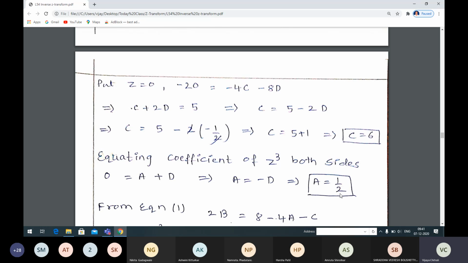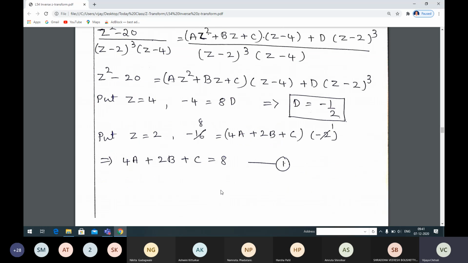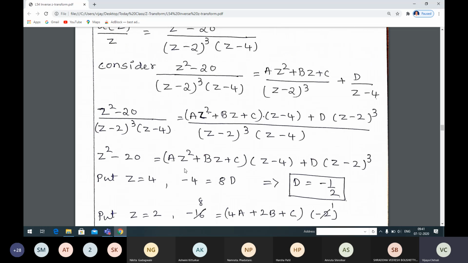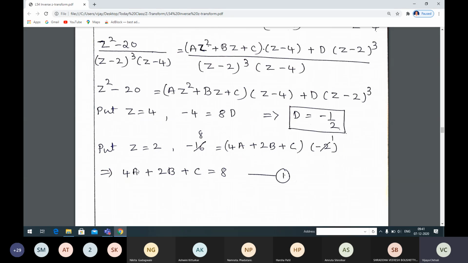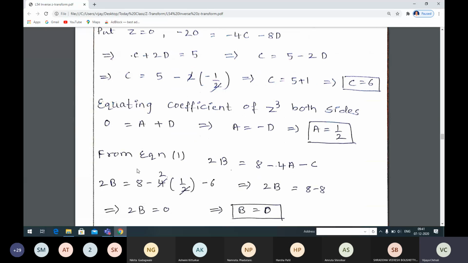Next we want the a and b values. So for that, equate the coefficient of z cube. So equating the coefficient of z cube, expand this. So here you will get the z cube term. The coefficient of this z cube is d, and multiply these two, so we will get the z cube term. So the coefficient of this z cube is what here? a. And on this side we have 0. So equating the coefficients of z cube on both sides, we get 0 is equal to a plus d. So a is equal to minus d.